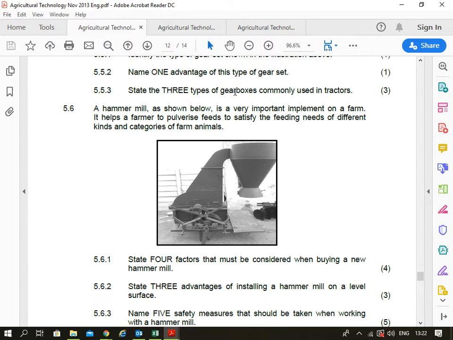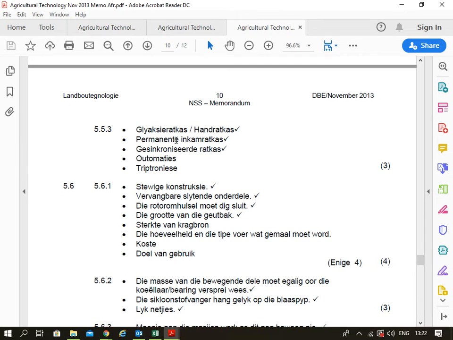State the 3 types of gearboxes commonly used in tractors. The manual gearbox, the constant mesh gearbox, the synchromesh gearbox, the automatic gearbox and the tiptronic gearbox. So tiptronic, automatic, and then our normal manual gearboxes.